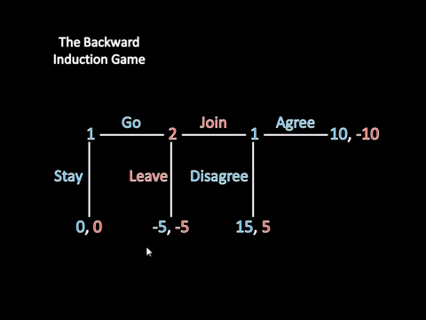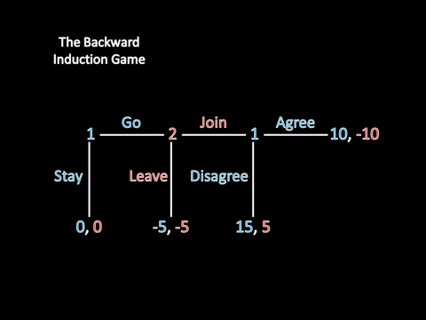So in this game, player 1 stays or goes. If he goes, player 2 leaves or joins. And if player 2 joins, then player 1 agrees or disagrees, and those are the payoffs associated with each of those outcomes. With backward induction, what we're going to be doing is looking forward to the end of the game and working our way backward. What do I mean by that? Well, rather than trying to explain it, I think it would be best if we went over an example here and you can see for yourself how it works in practice.